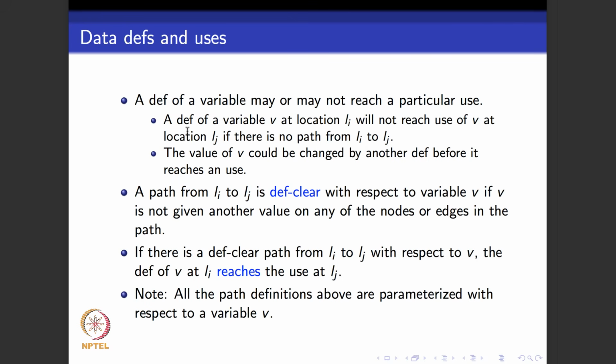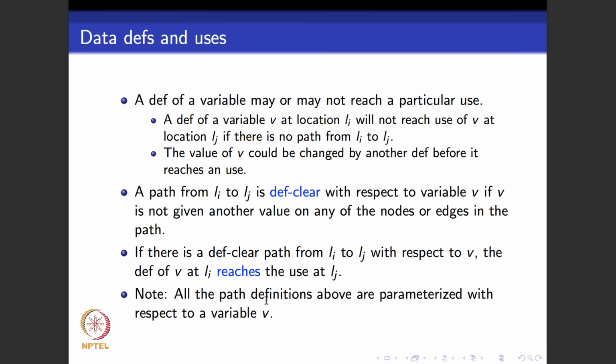What will be the concerns about definitions and uses? As I told you in the beginning of this lecture, a definition may or may not reach a particular use. Why will it not reach a particular use? It could have happened that a variable was defined at a particular location Li and used at some other location Lj, and then there was no path from Li to Lj. Lj could be a part of a dead code in the program. Or it could be the case that the value was defined and before it was used, it was defined again. It was initialized and before it was put to use again, maybe it was defined by some other statement once again, right? So such things can happen.